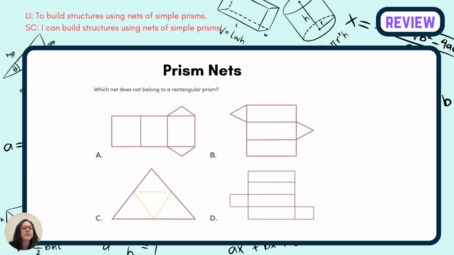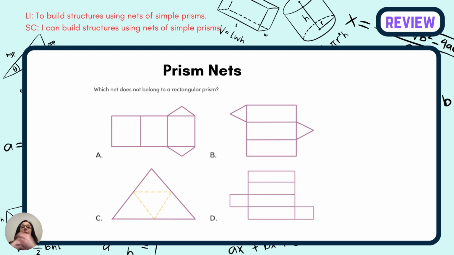Which net does not belong to a rectangular prism? So we've got A up the top there. What are our key features in our prisms? This is what you need to be remembering, what you need to understand and know. All of our prisms are going to have two identical bases. So A, I can see, has two identical bases, and the other faces are what?